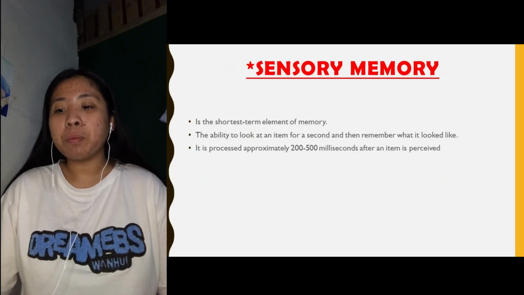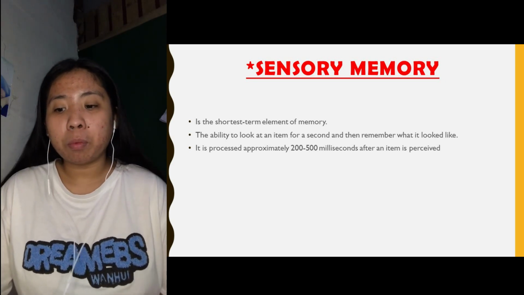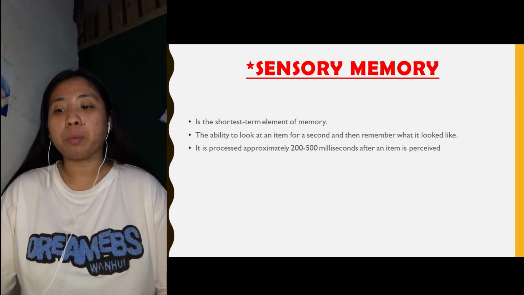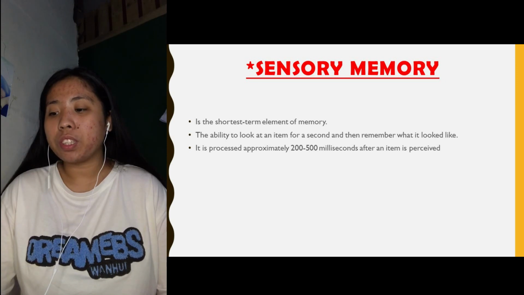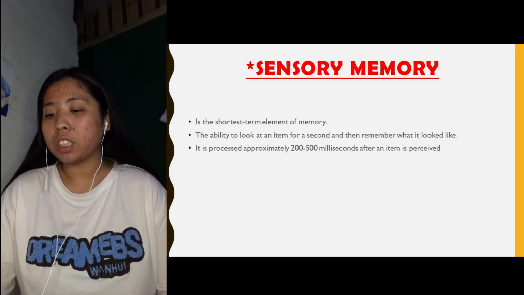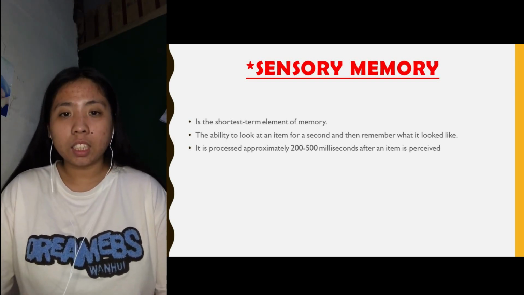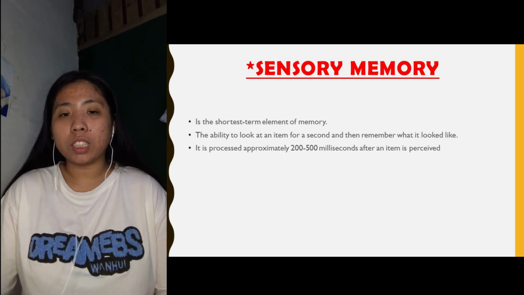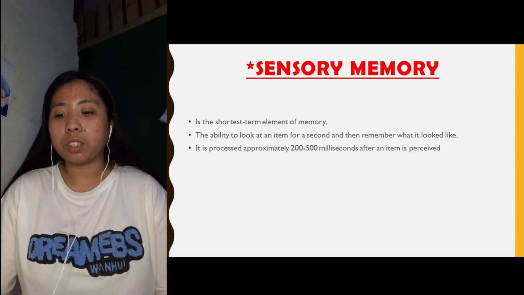So the sensory memory. Sensory memory is the shortest term element of memory. So among the types of memory, sensory memory is the shortest term. Sensory memory is the perception of sight, hearing, smell, taste, and touch information entering through the sensory cortices of the brain and relaying through the thalamus. So the word sense refers to sight, hearing, touch, or smell, and so on.